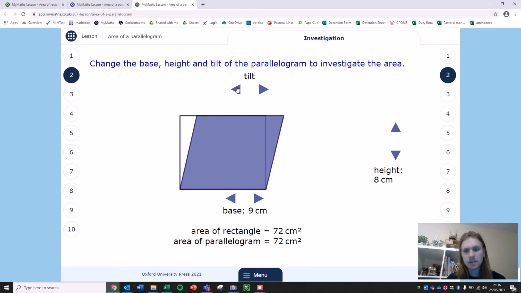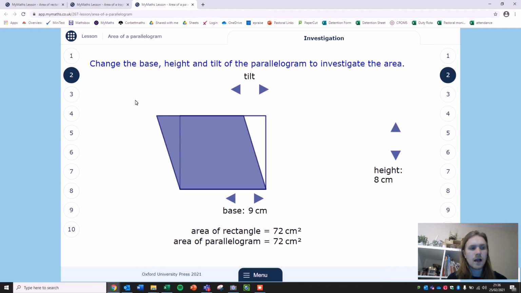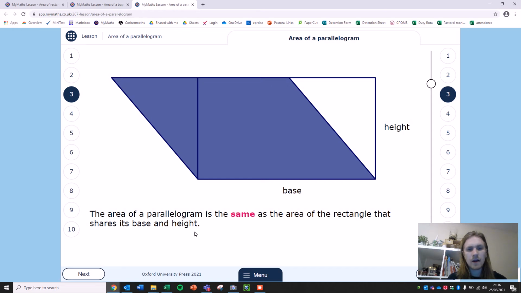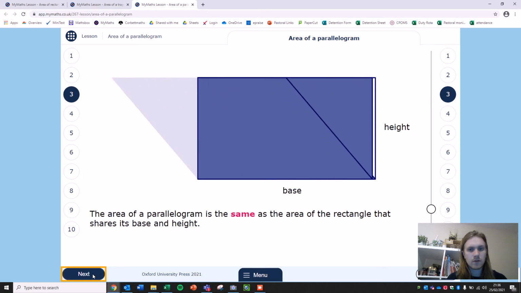Whatever I change the height to, however I change the tilt, the area of the rectangle and the parallelogram stay the same. The area of that parallelogram is always going to be the same as the area of the rectangle that has the same base and height. A lot of people like to remember it because if I look at this little triangle that's sticking out of the rectangle, if I were to cut that out, I could stick it in and it would fit exactly in this gap here. So it's the same as its corresponding rectangle. Well, there you go, there's a little graphic that does it for us.